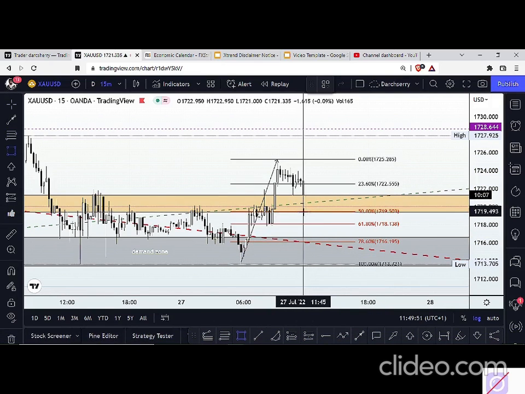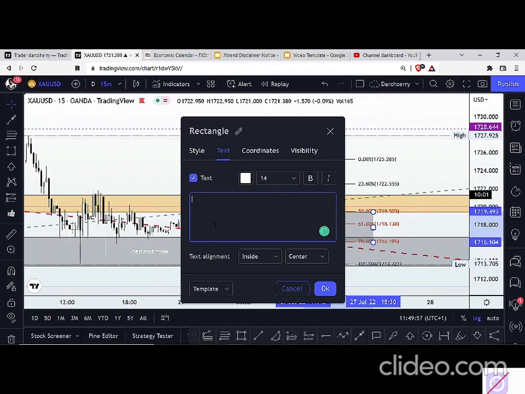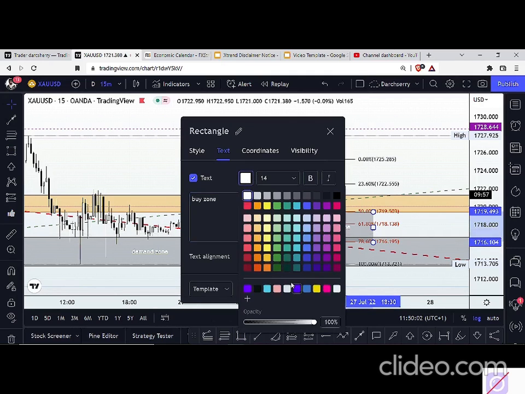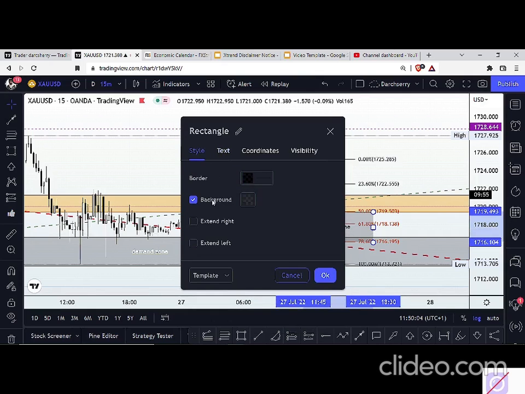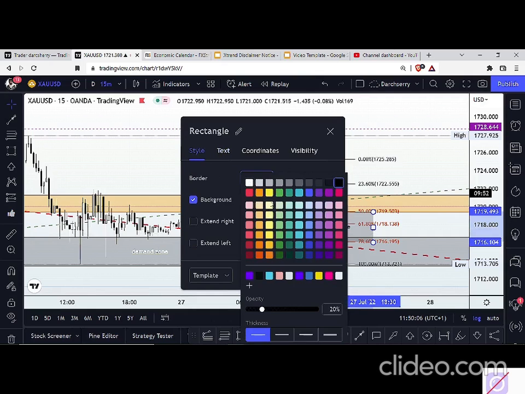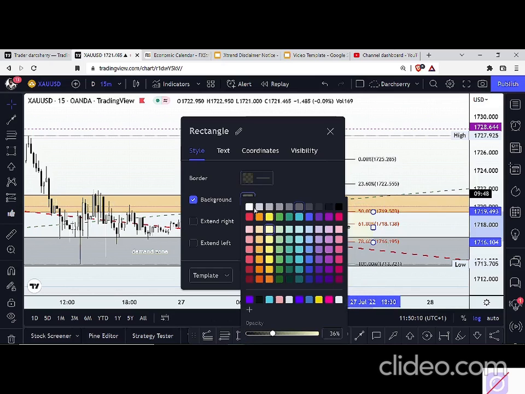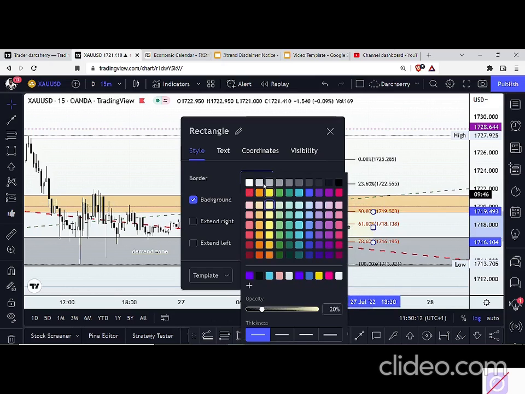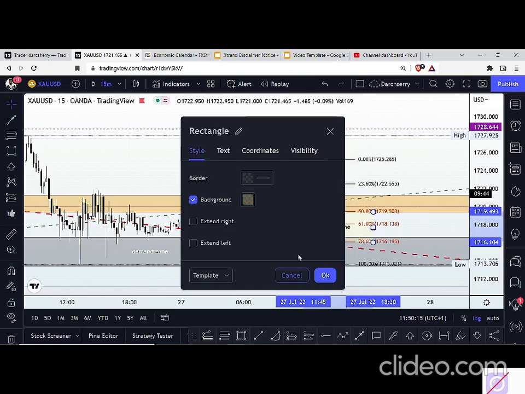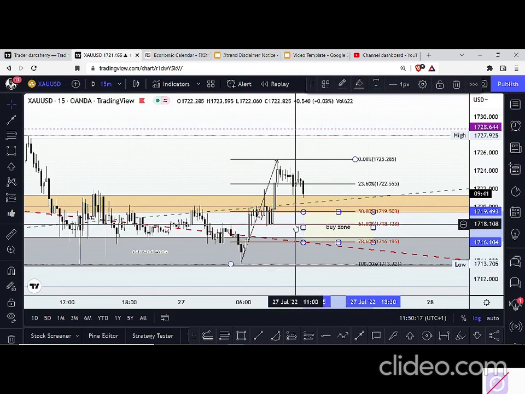So let's identify this level. So we have it right between the 50 and the 78.6, and then let's label it buy zone. So we have our buy zone here. I'm going to give it a green, then let's make this yellow. Oh, that's not good. So we have our buy opportunity zone here.